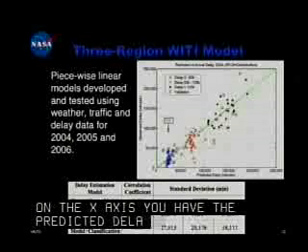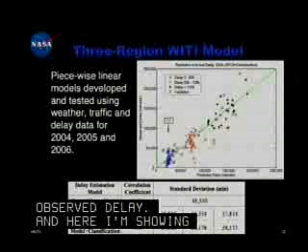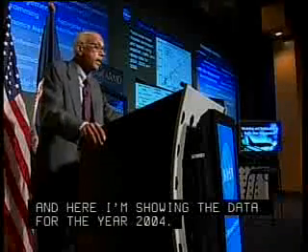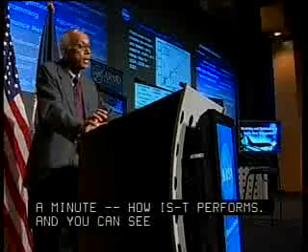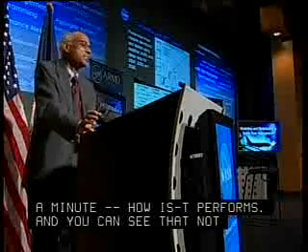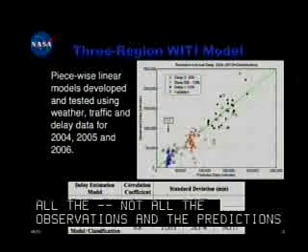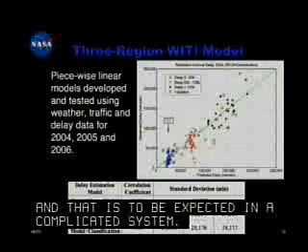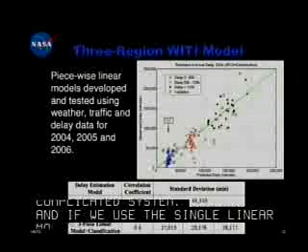And here I am showing the data for the year 2004, and you can see, I'll come in a minute, how it performs. And you can see that not all the observations and the predictions match exactly. And that is to be expected in a complicated system. And if we use the single linear model, we got a correlation coefficient of 0.54 with a standard deviation of 48,000 minutes.